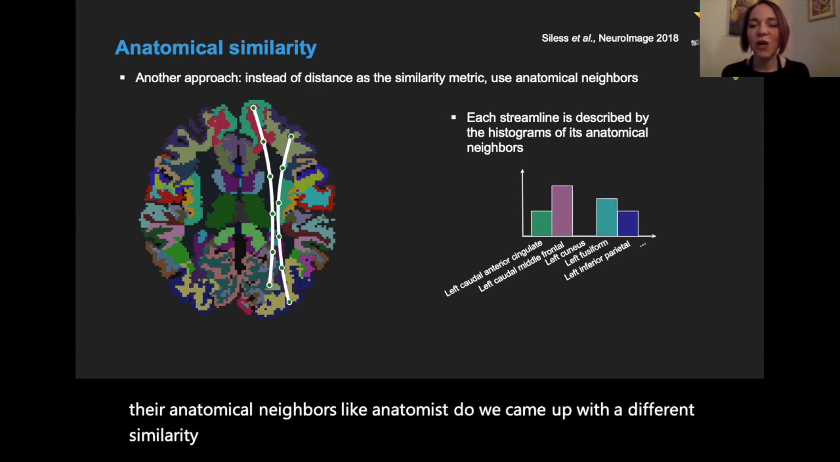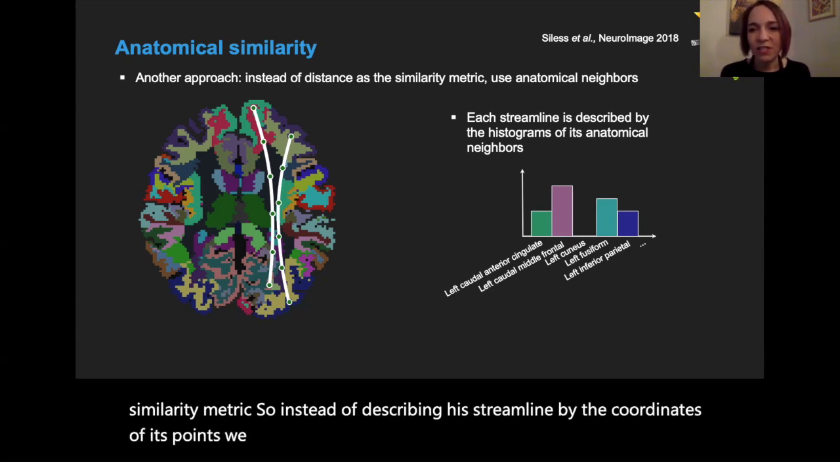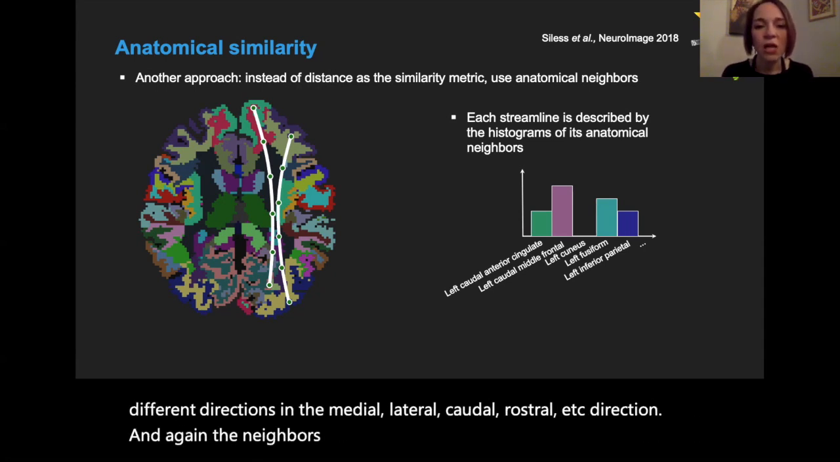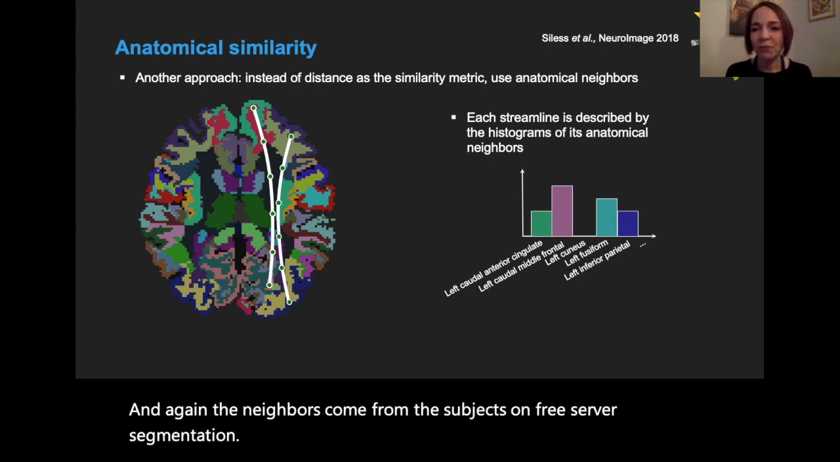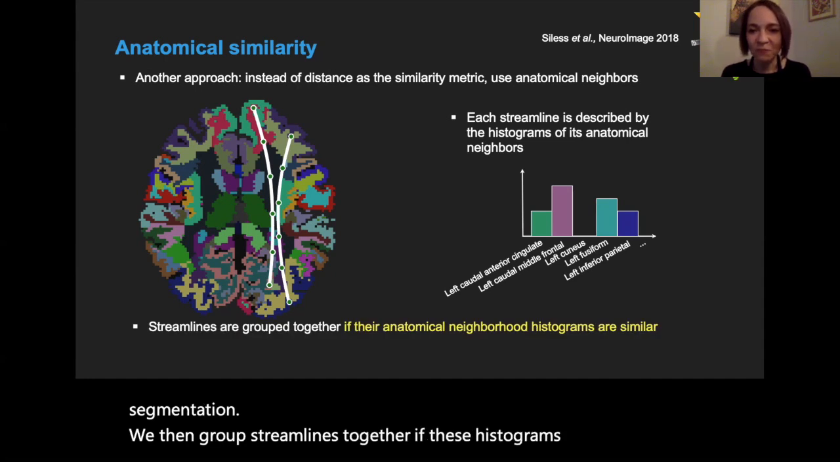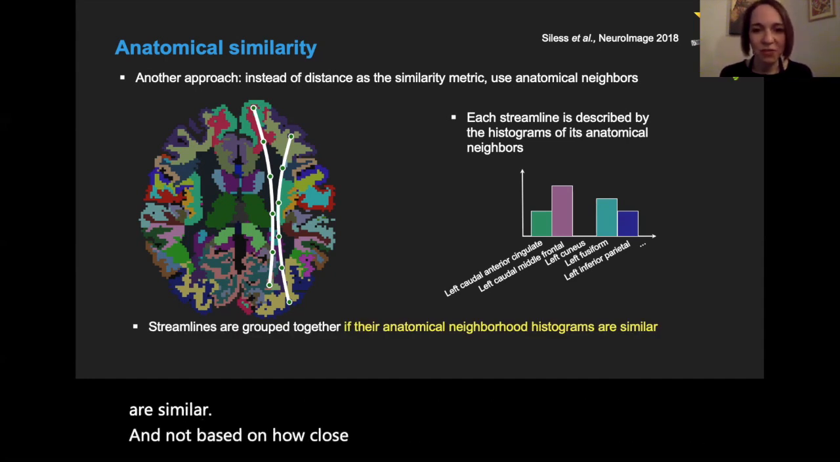So instead of describing each streamline by the coordinates of its points, we describe it by the histogram of its anatomical neighbors in different directions, in the medial, lateral, caudal, rostral, etc. direction. And again, the neighbors come from the subject's own FreeSurfer segmentation. We then group streamlines together if these histograms of their neighbors are similar, and not based on how close the streamlines are to one another in space.